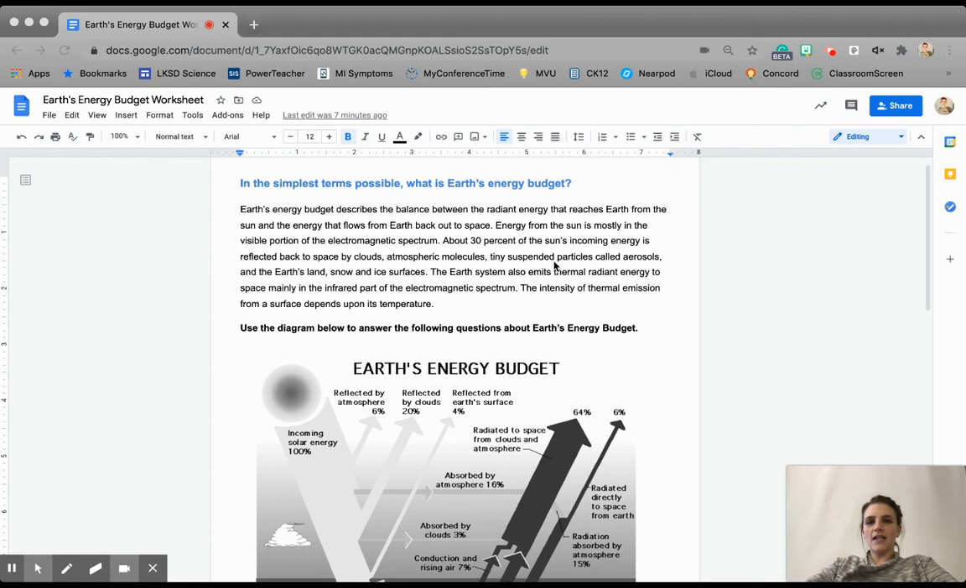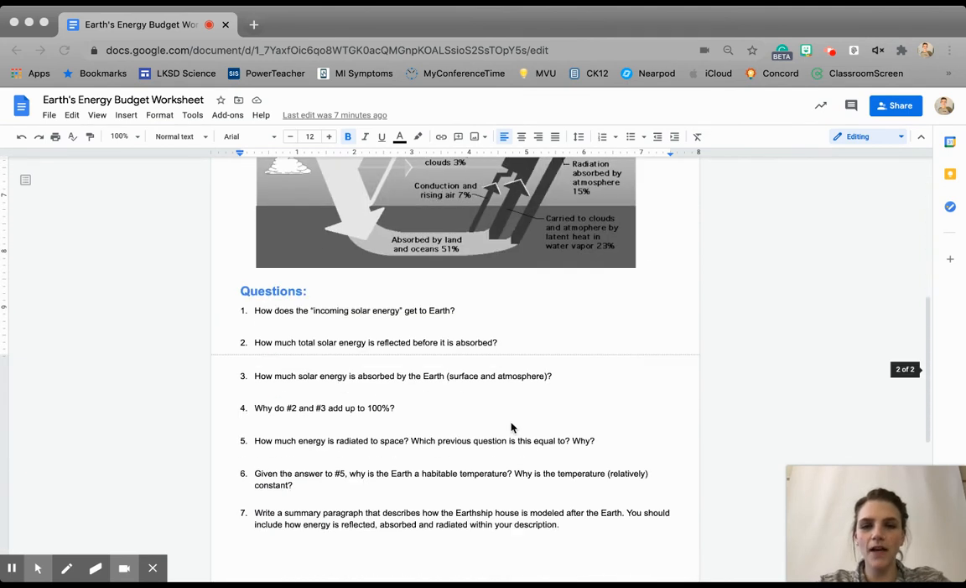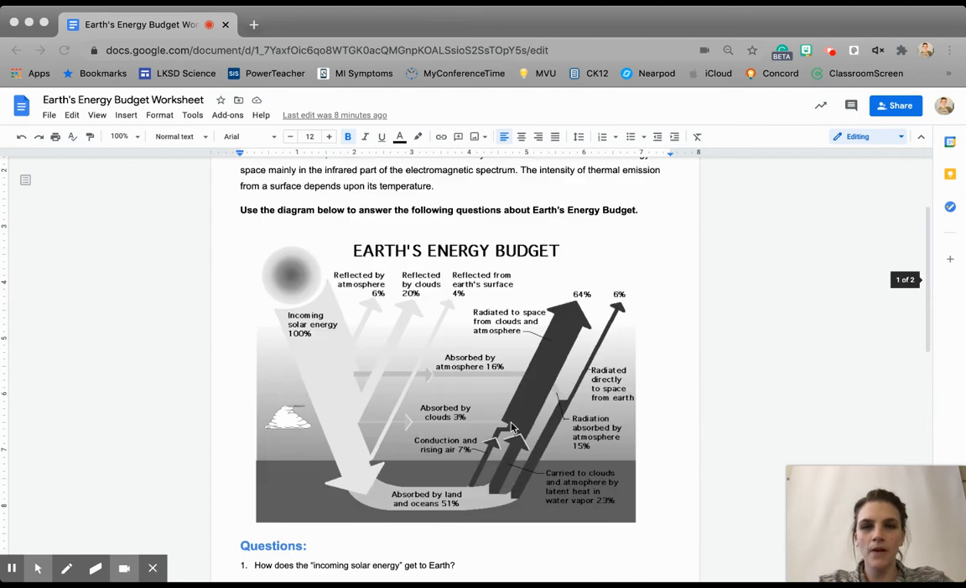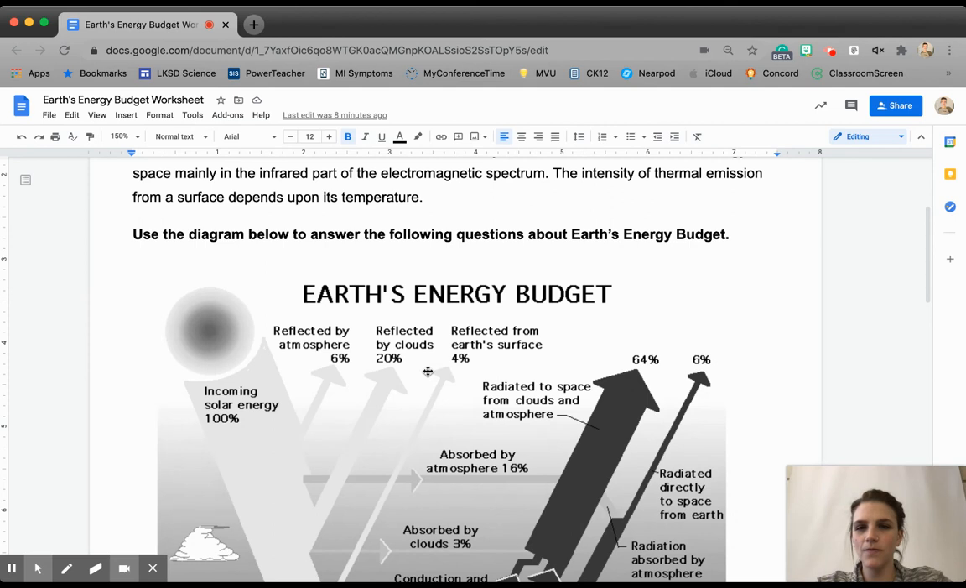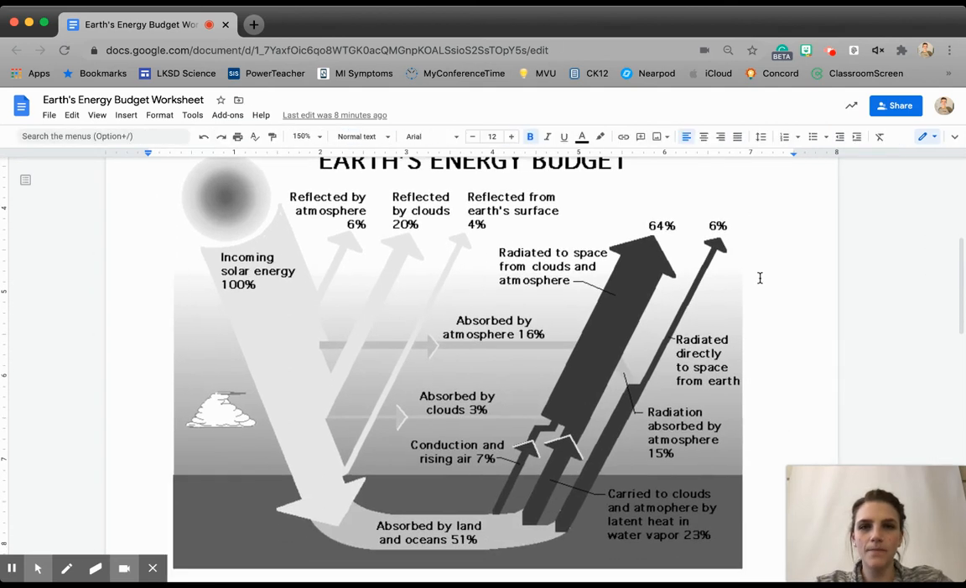So knowing that that's kind of what the budget is about, this balance between energy coming in and energy going out, we are going to look at this diagram here to answer a few questions. Now, I'm not actually going to go through all of the questions here. I'm simply going to go through the diagram. I'm going to make my screen a little bit bigger so we can see it really well. 150 looks good. Awesome.